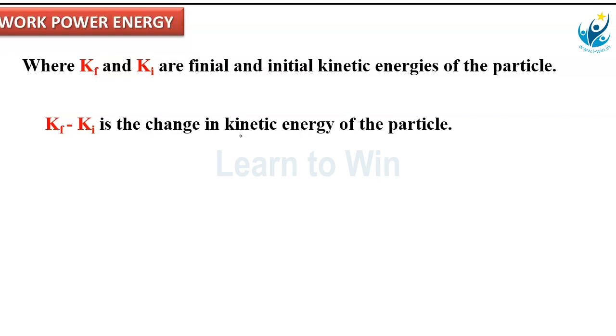What is the final equation? The final equation is W equal to Kf minus Ki. What is W? Work done by the constant force is equal to Kf minus Ki, the change in kinetic energy. Hence, the work energy theorem is proved. This is for a constant force. Now, by variable force.